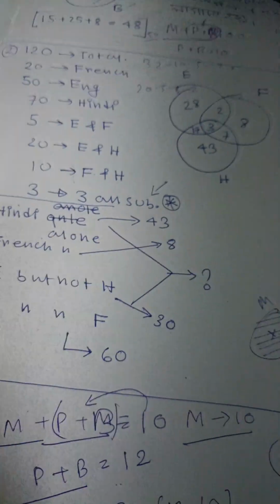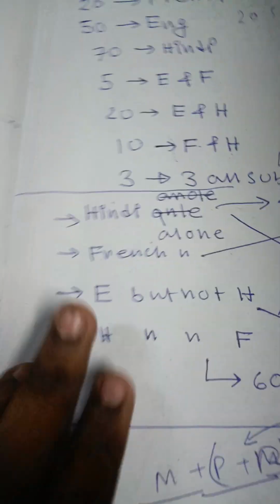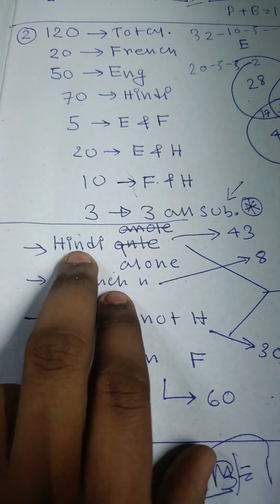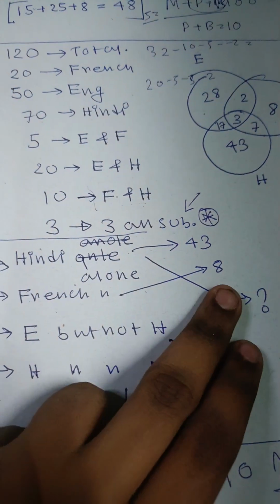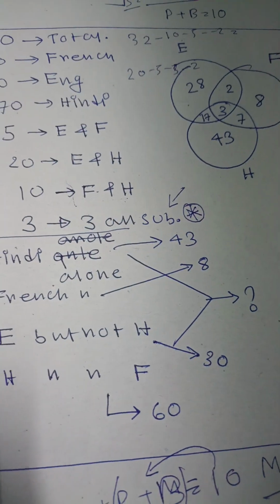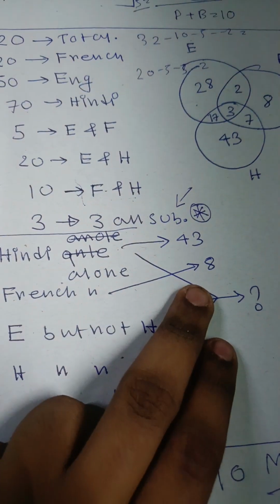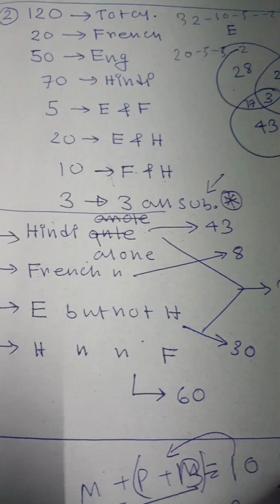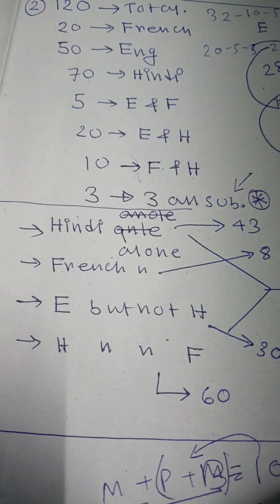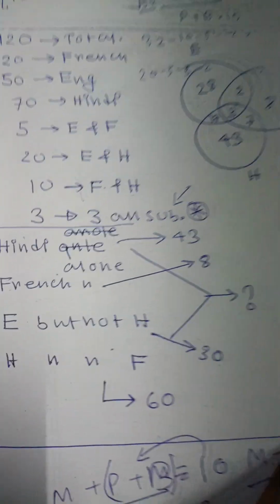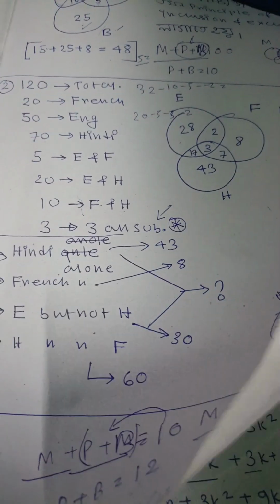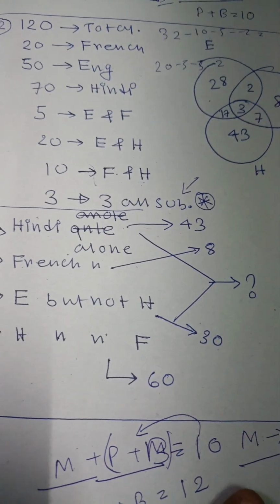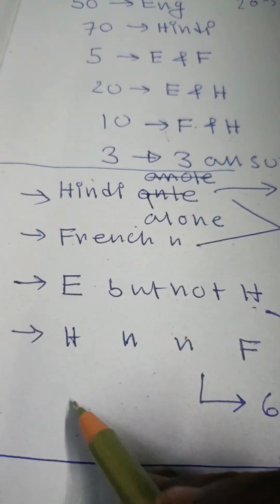Okay. So now it is done. So here comes the question: find the students who only study Hindi, that is 43, and French alone is 8. Students who know English but not Hindi. Okay, that is something interesting here. That is English but not Hindi, and Hindi but not French.